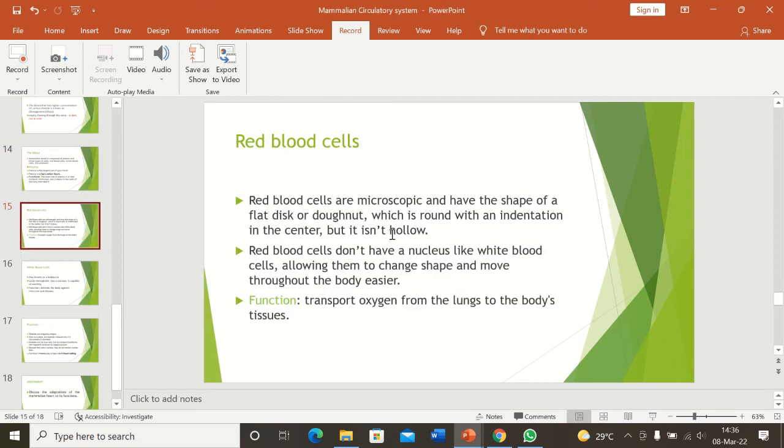The second one is the red blood cells, also called the erythrocytes. The red blood cells are microscopic and have the shape of a flat disc or donut, which is round with an indentation in the center, but it isn't hollow. Red blood cells don't have a nucleus like white blood cells, allowing them to change shape and move throughout the body easily. The function of the red blood cells is to transport oxygen from the lungs to the body tissues.